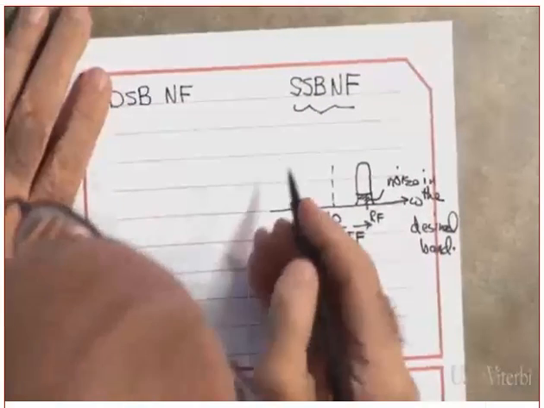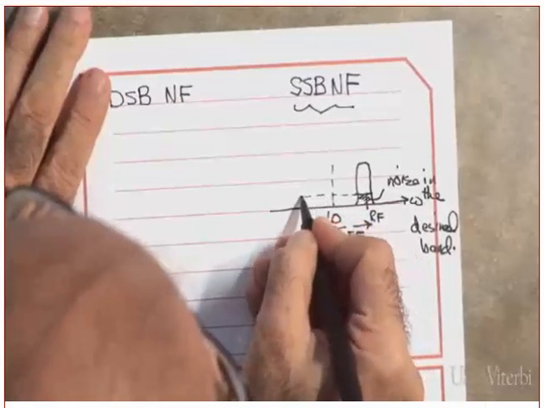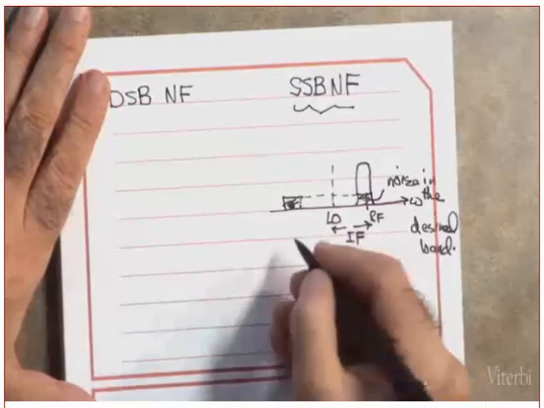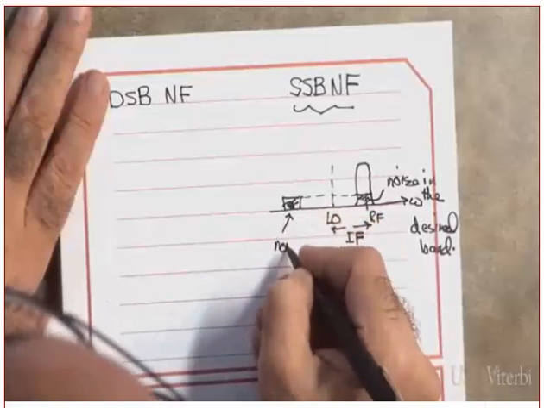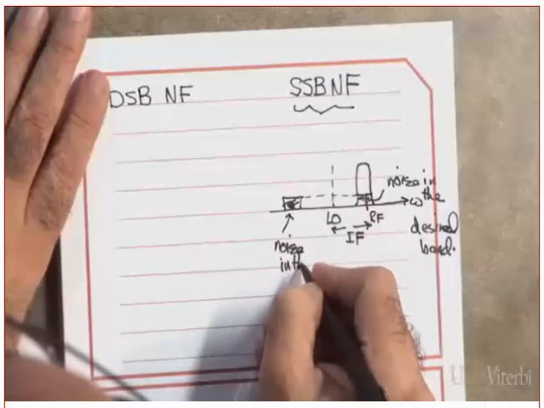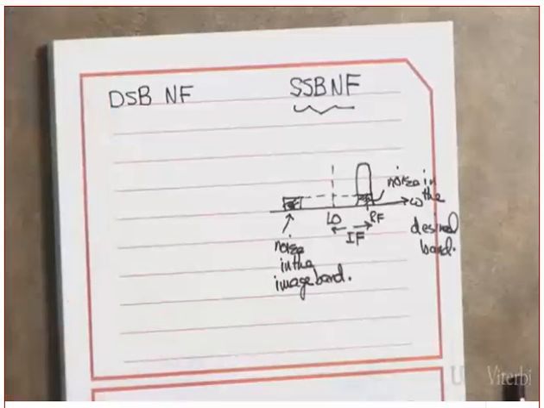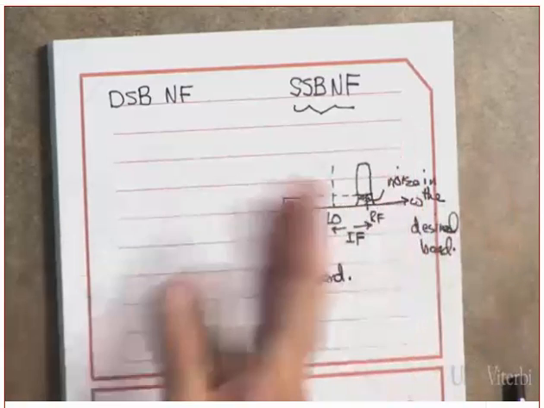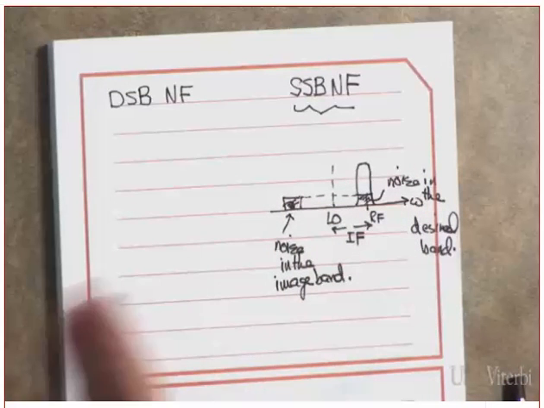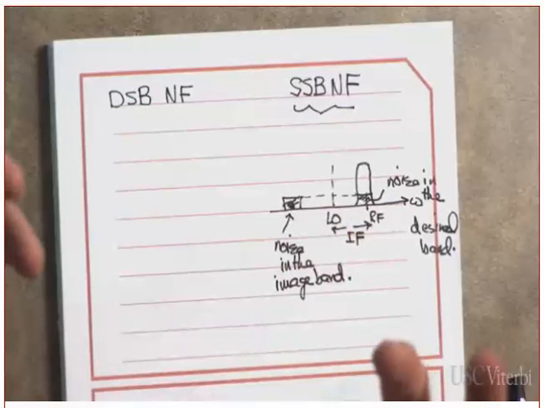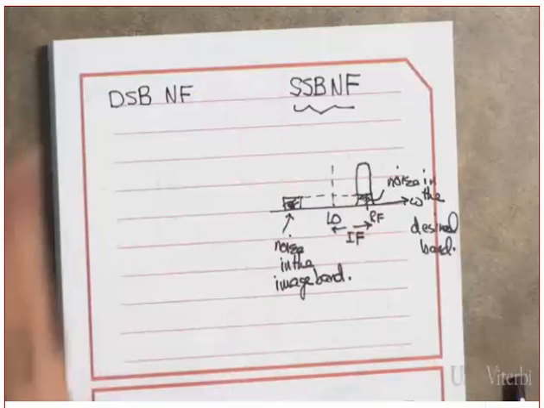I want you to see this. Can you tell me what this is? This is the noise in the image band. I want you to understand one thing. Listen to me. It's the noise, by the way. And let's assume, how did we model the noise? Notice, by the way, we are not talking about the noise generated internally by the mixer. That I will take care of in a minute.